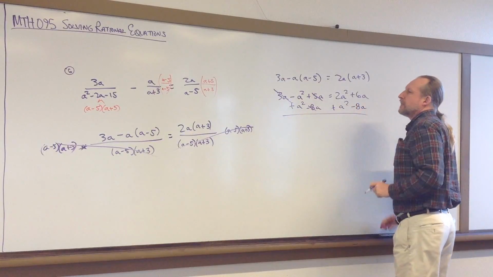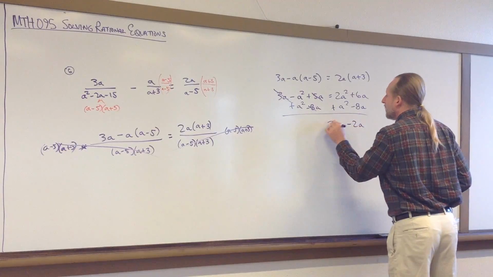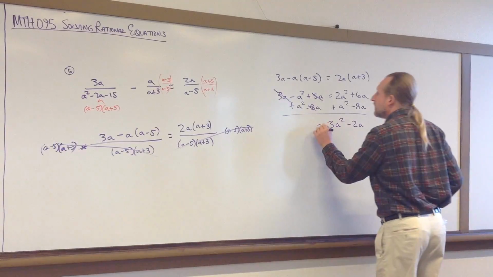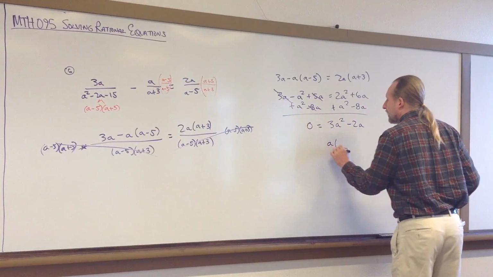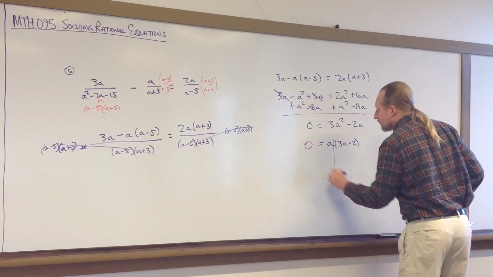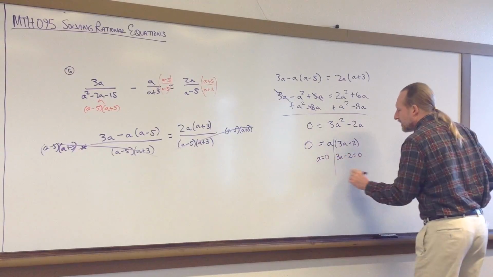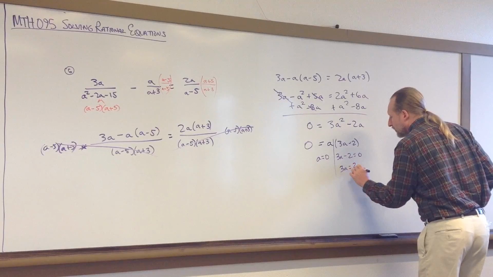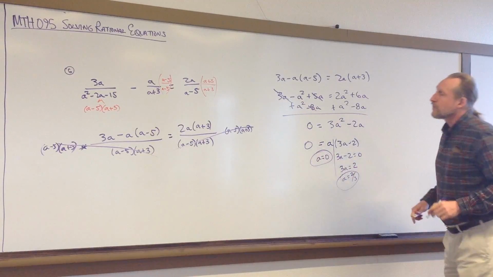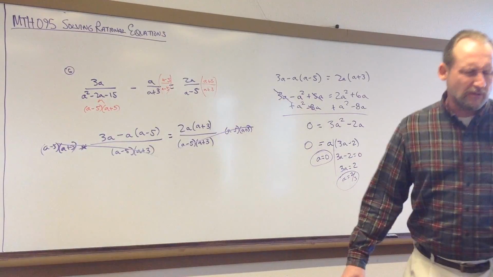Subtract 8a. There we go. So this will be negative 2a and positive 3a squared. And I think that's it, equal to 0. So factor out the a: a times 3a minus 2. So a could be 0, or 3a minus 2 could be 0, which means a would be 2/3. Okay, so that's number 6.